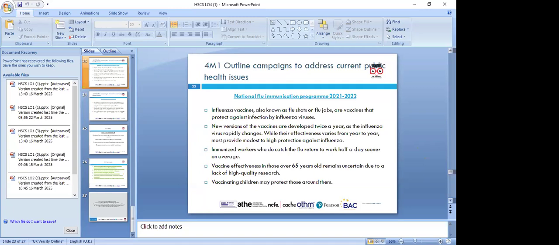changes. While their effectiveness varies from year to year, most provide modest to high protection against influenza. Influenza workers who do not catch the flu will tend to work half a day sooner on average. Vaccine effectiveness in those over 65 years old remains uncertain due to a lack of high quality research. Vaccinating children may protect those around them.